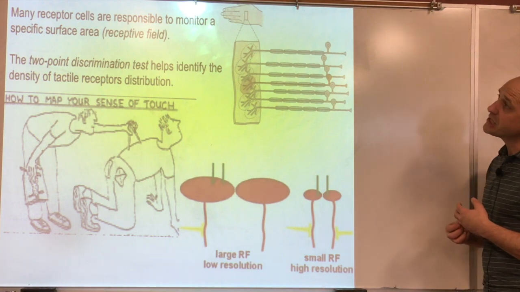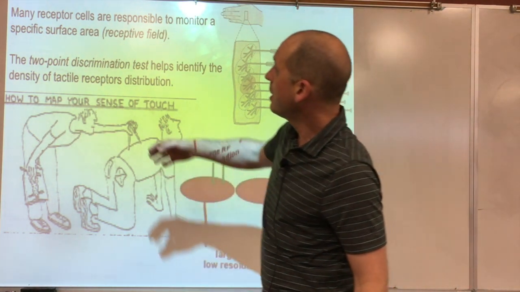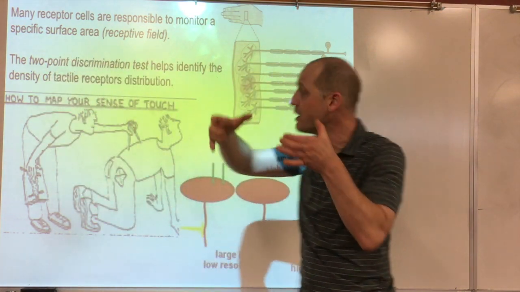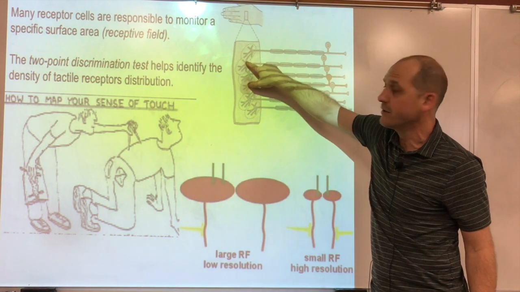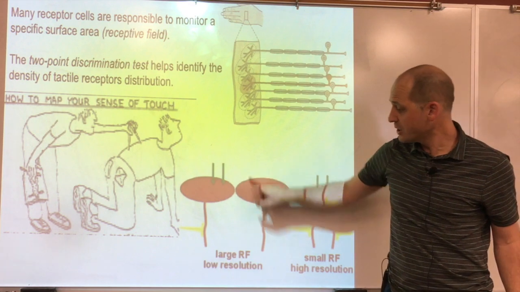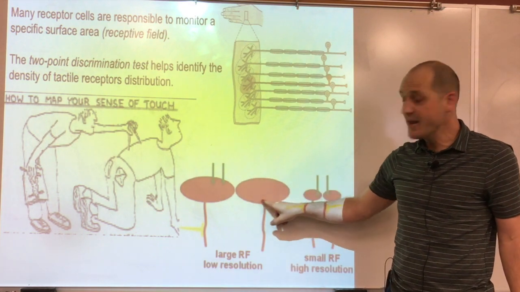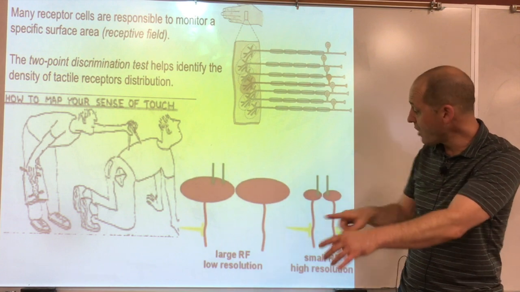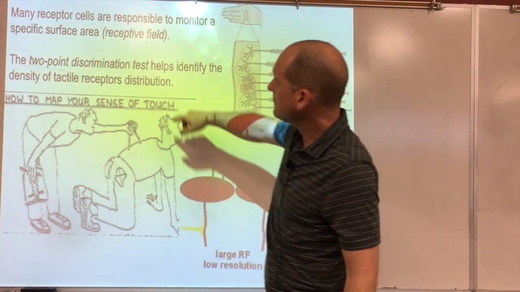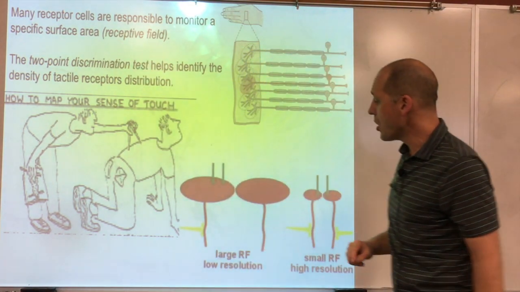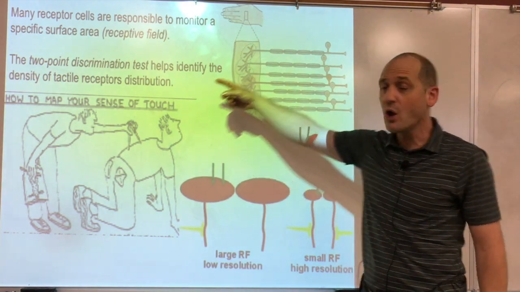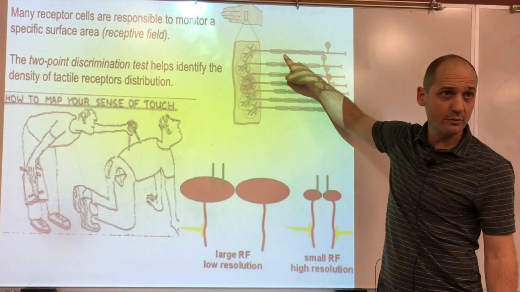And then this is also kind of cool, that many receptors are responsible to monitor a specific surface area, a specific area of the skin. So some of those areas are going to be very big. There's one nerve just going to a big area of the skin, and some do very small areas. We call that a receptive field. Basically, it means how large the part of the skin is where one nerve goes to.